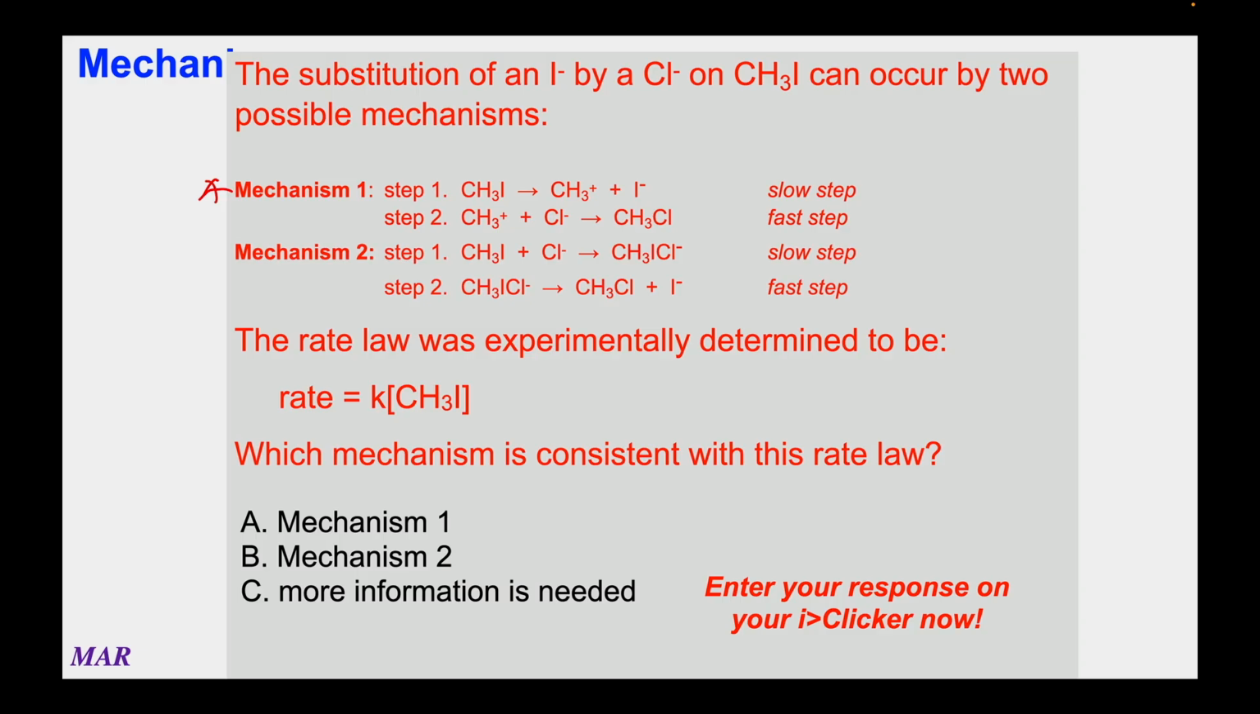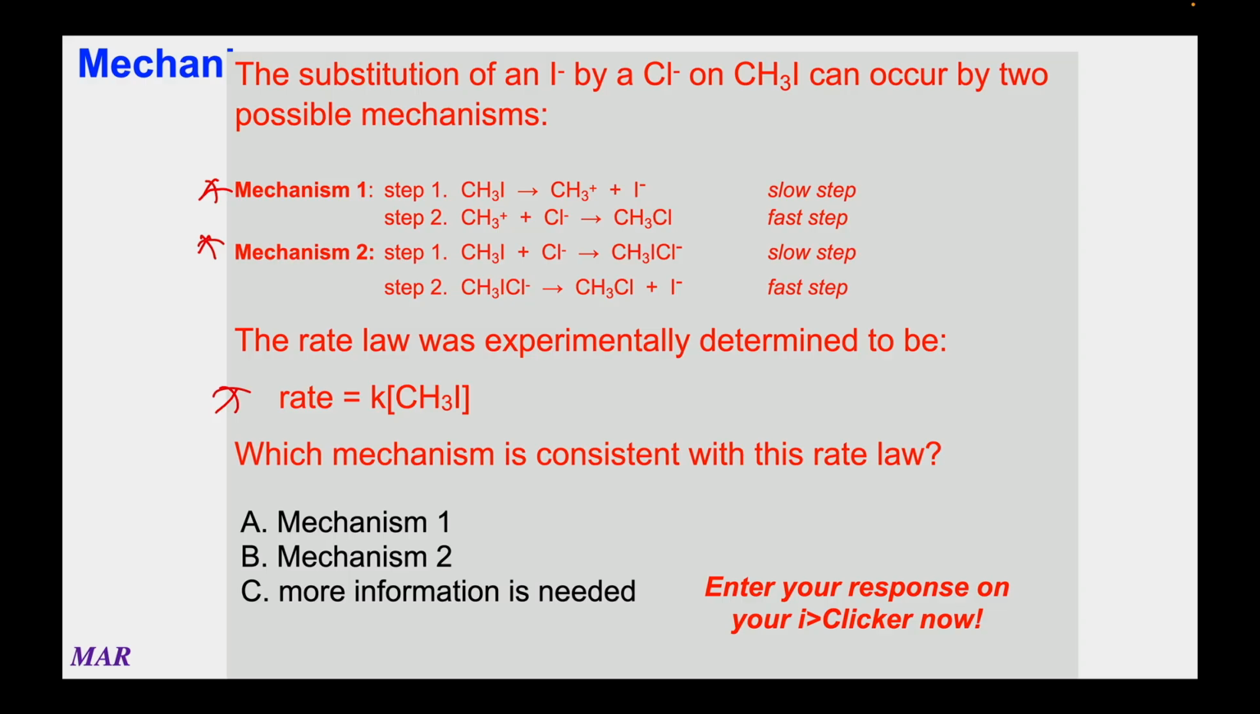Now, the second group of scientists thinks mechanism 2 is better, and they're proposing that methyl iodide and chloride make a wild kind of 5-coordinate carbon species that has all the hydrogens, iodide, and chloride. That's a slow step. And then in the second step, the iodide is ejected to make the expected products. Well, you come in trying to decide which one of these is better, and if you do some work in the lab, you find that the rate for this reaction equals k, the rate constant, times methyl iodide to the first power. And the question is, which one is the better mechanism based on your rate law?